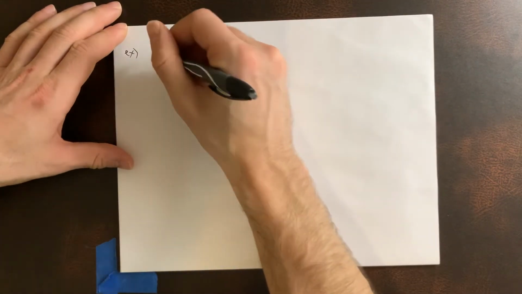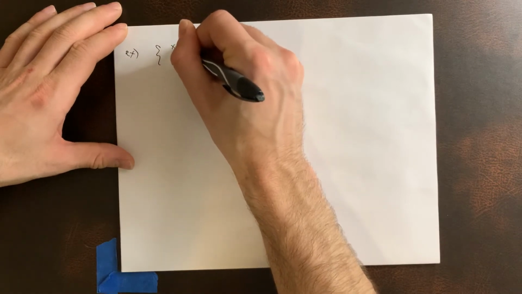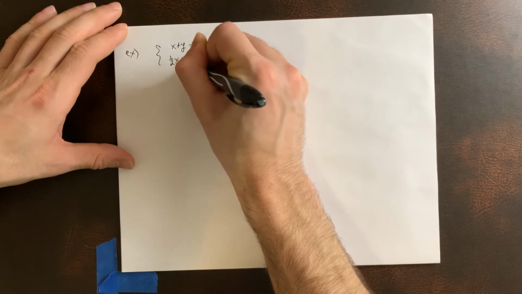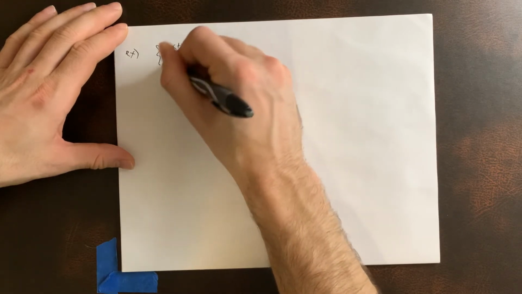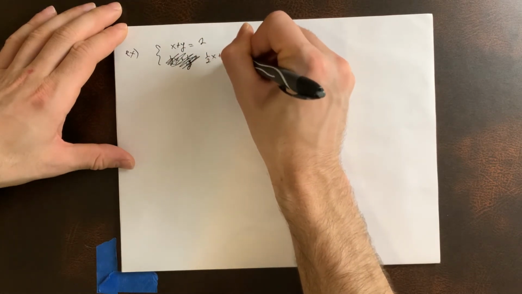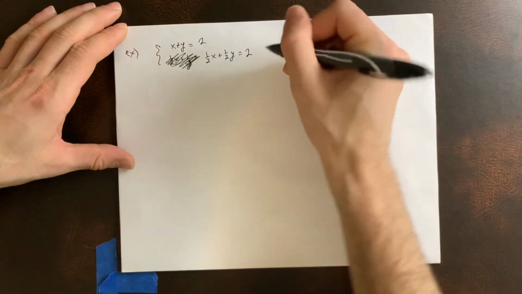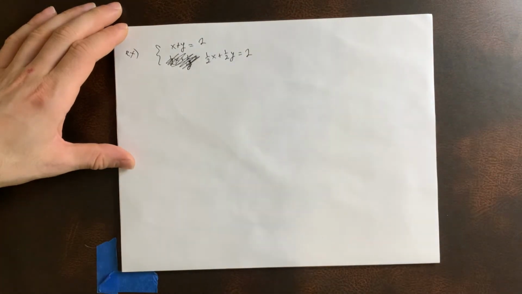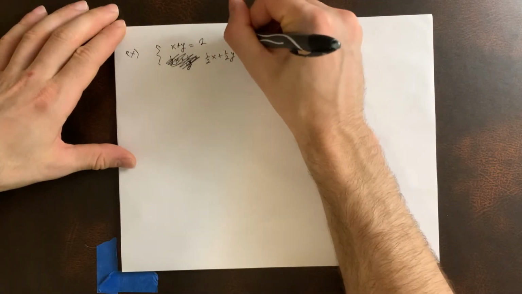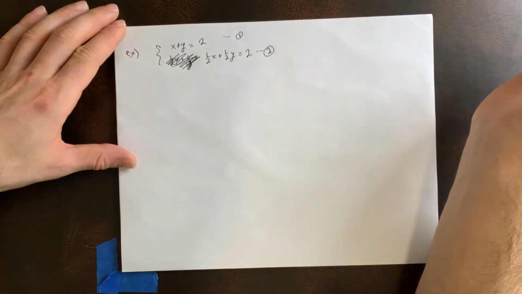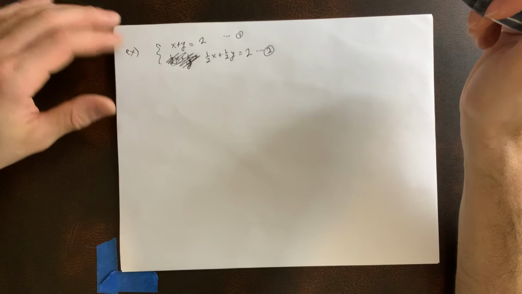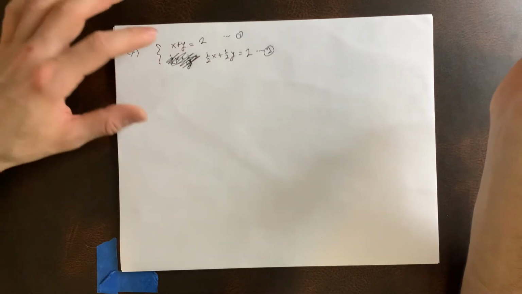So in this problem, let's do x plus y is equal to 2, and 1/2 x plus 1/2 y is equal to 2. And, well, let's just use elimination for this one. So let's label these equations. Here's 1, here's 2. Again, for elimination, we want to choose a variable to eliminate. Let's just choose x for whatever reason. No reason to choose that one over y.